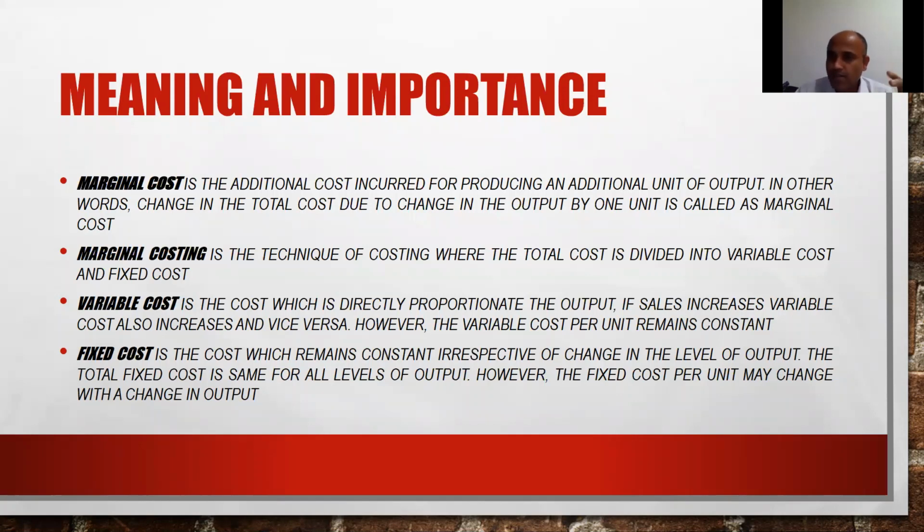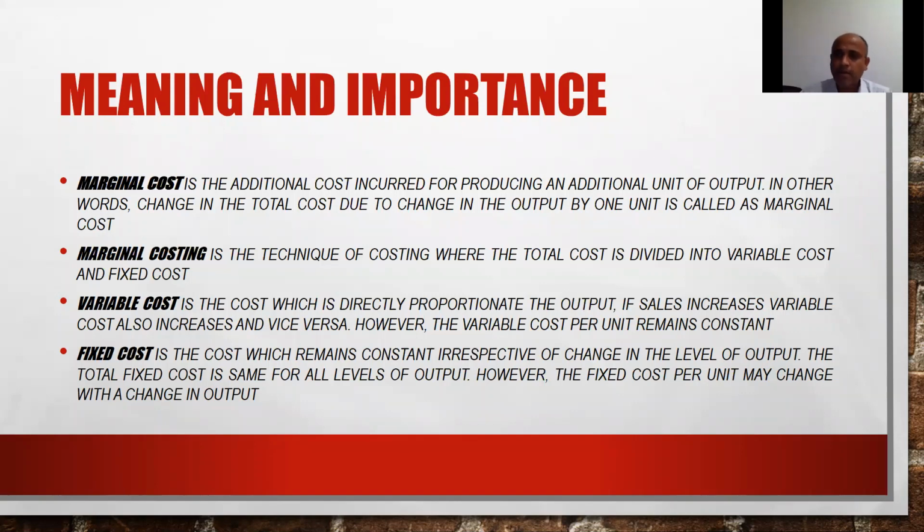Are the two points clear for you guys? Fixed cost and variable cost. And remember, I spoke only in total. Total fixed cost remains constant. Total variable cost is directly proportionate to the output. Is this okay? Now, let us understand it in some other way.